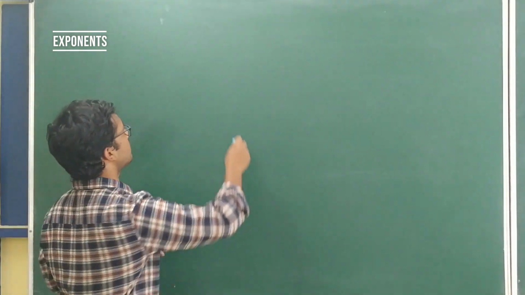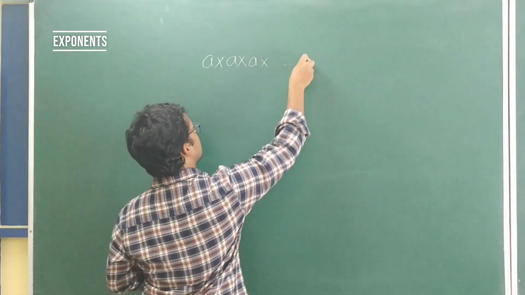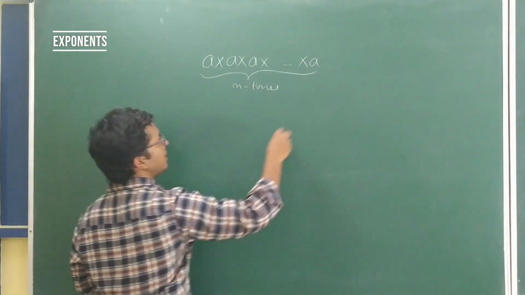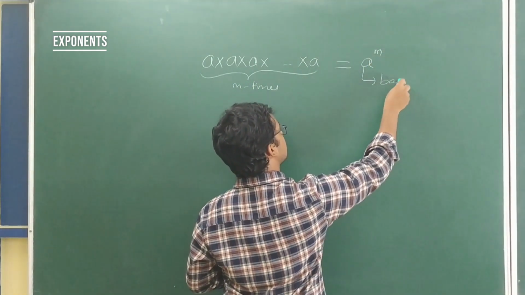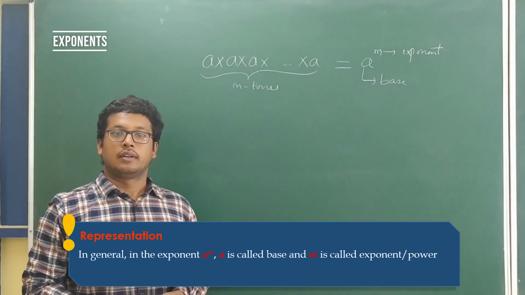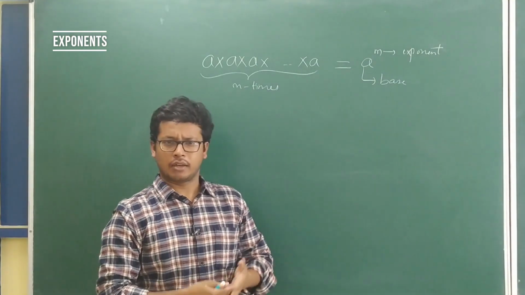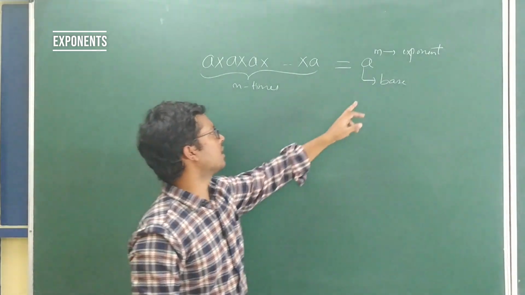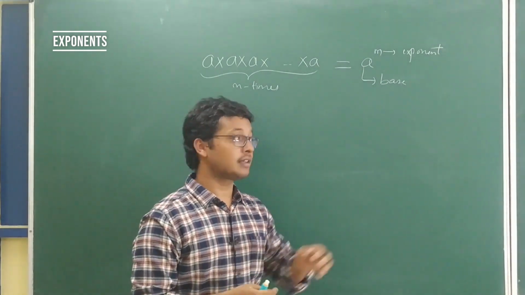Let's generalize this one. The general way of writing exponents is, let's take the example of a into a into a, so like this, I am going to multiply a m number of times. So when I multiply a m number of times, we represent this as a raised to m, where a is the base and m is the exponent. Alright, here a can take any value. A can be either a positive number, negative number, or even a fraction, anything. M can take any value, either positive, negative, 0, it can even be a fraction.